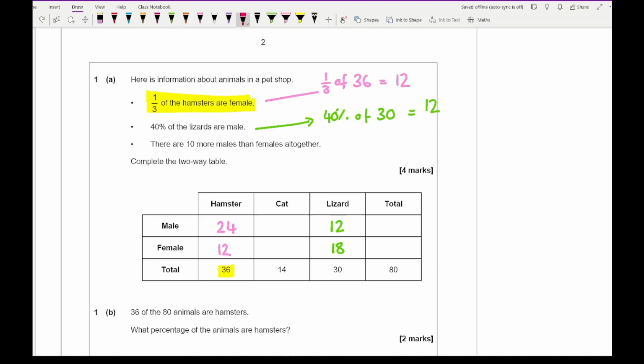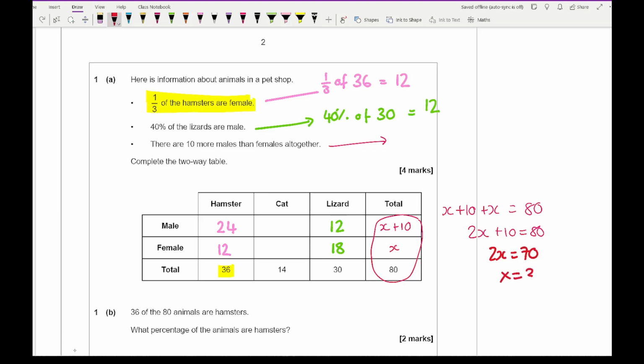Then on the last bit of information that's been given, we know that there are 10 more males than females. So if there were X number of females, then the number of males would be X plus 10. Using this information, I know that X plus 10 plus X equals 80, which is 2X plus 10 equals 80, so 2X equals 70. And so therefore X equals 35.